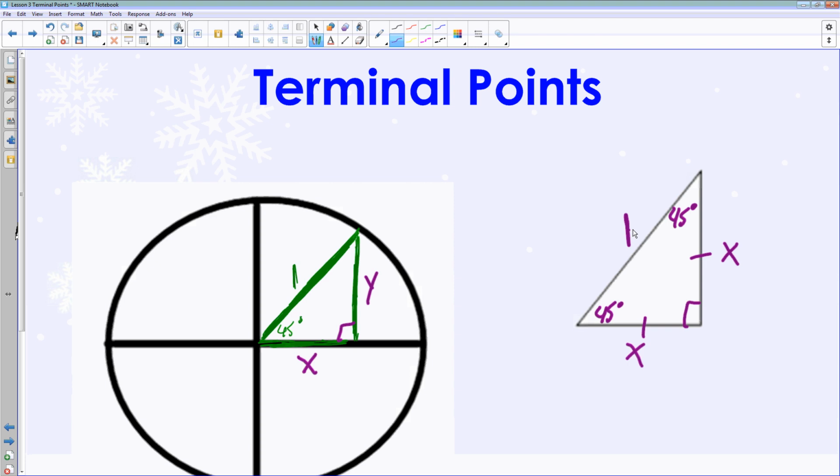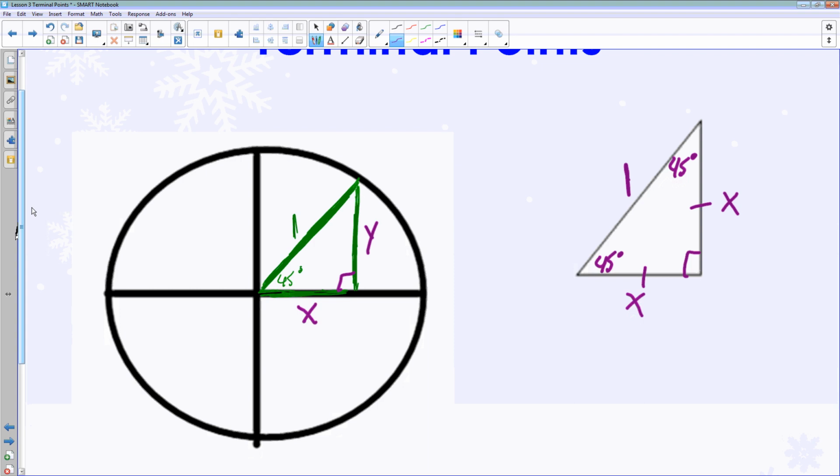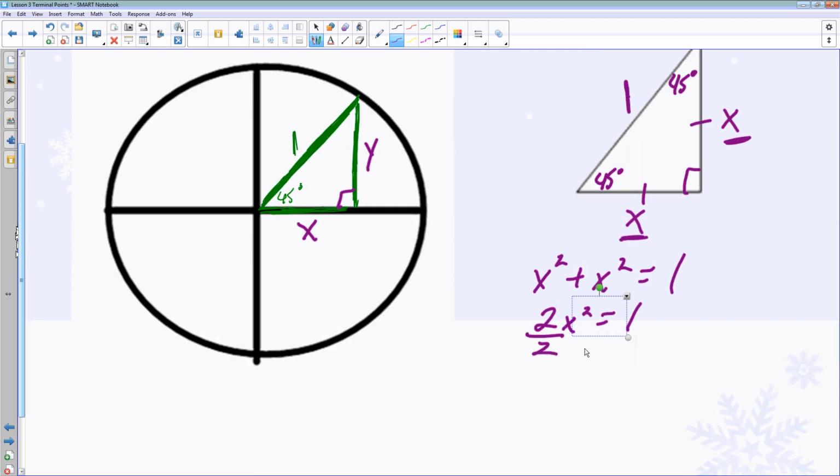So let's figure out the value of x. To do that, we're going to use the Pythagorean theorem, which you should already know from your good old geometry days. a squared plus b squared equals c squared, where a and b are your legs of your right triangle. So we've got x squared plus x squared equals 1. x squared plus x squared is 2x squared. Now we're just solving for x, so we divide by 2 and get x squared equals 1/2.